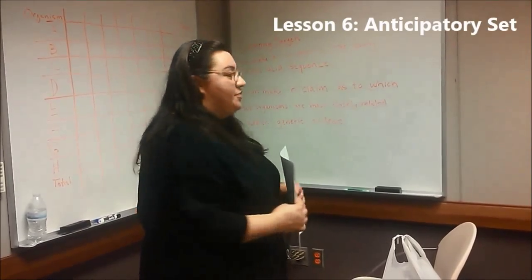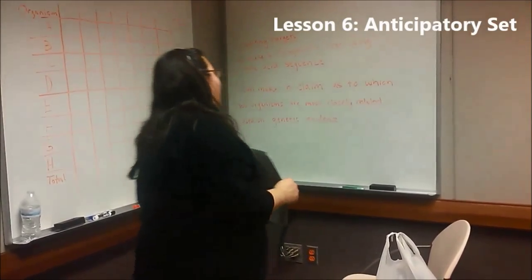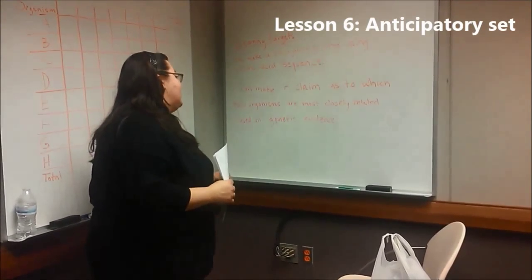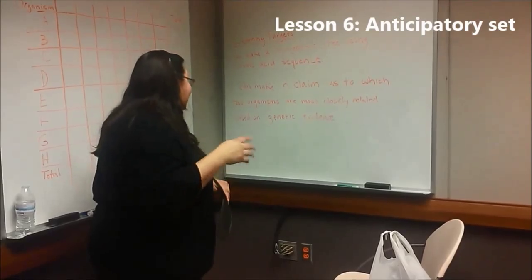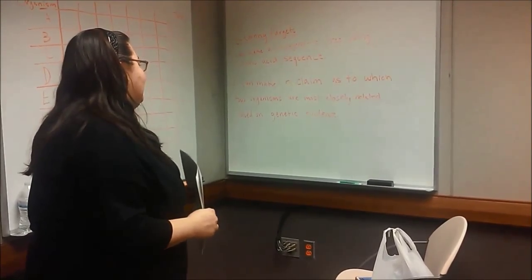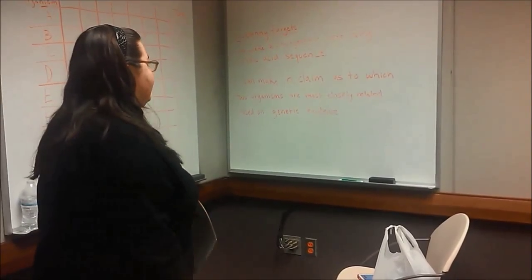Okay. We are going to continue our activity from yesterday. So our learning targets are still going to be the same. I can make a phylogenetic tree using an amino acid sequence. I can make a claim as to which 2 organisms are most closely related based on genetic evidence.